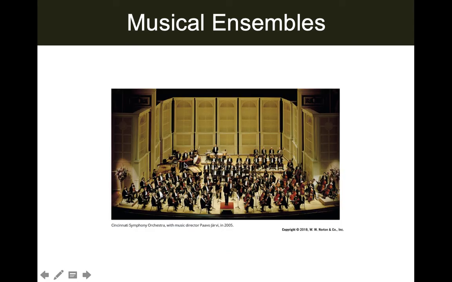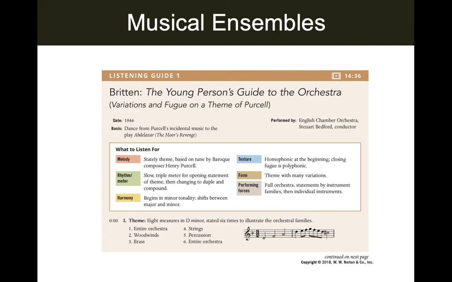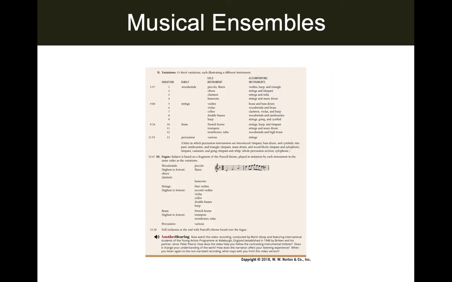So another picture of a symphony orchestra. This kind of gives you a breakdown of Benjamin Britten's Young Person's Guide to the Orchestra. Definitely encourage you to listen to it. This kind of gives you a cheat here of what instrument families, like for example, the entire orchestra, then the woodwinds go first, and the brass and the strings, percussion, so that'll kind of aid you with your listening.